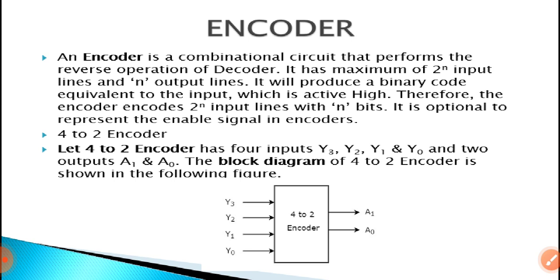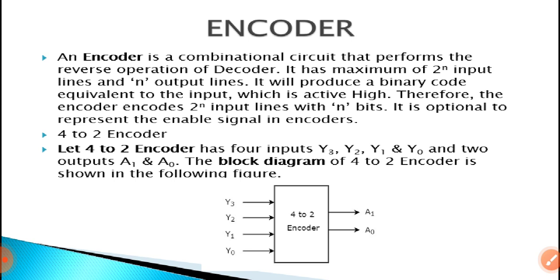An encoder is a combinational circuit that performs the reverse operation of the decoder. The encoder and the decoder, these two concepts are very important. They are reverses of each other. The decoder is the reverse of the encoder. How, I can explain.